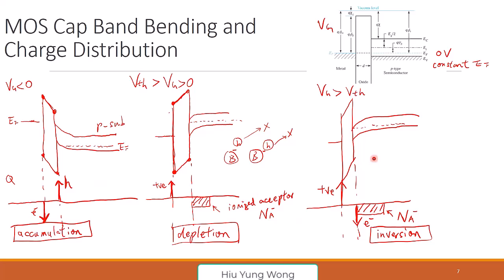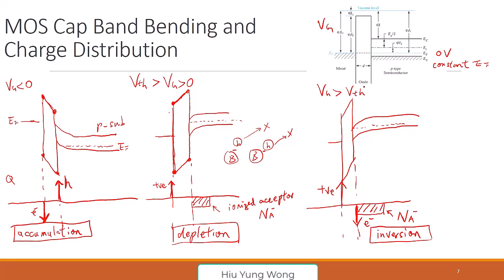Okay, but there is one thing. What do we mean by inversion, right? You can have a large inversion, or you can keep adding the positive charge to let it bend a lot, right? So we still need to give a definition of what is the meaning of VTH, okay?